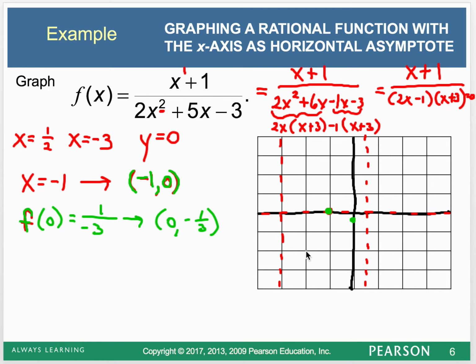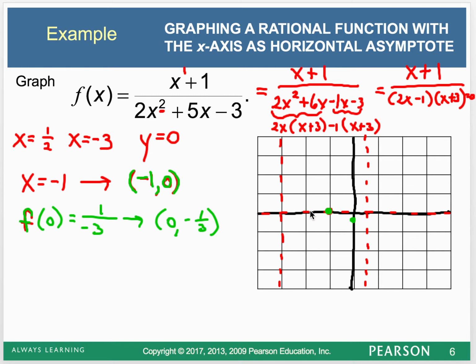Okay, now my next step would be to see if it ever crosses this horizontal asymptote, but we've already been told that it does. So once again, I can forego that step and just go to, now I need a few more points. Let's get one over here, because I still don't know if this goes like this or if it comes up and then goes like this.